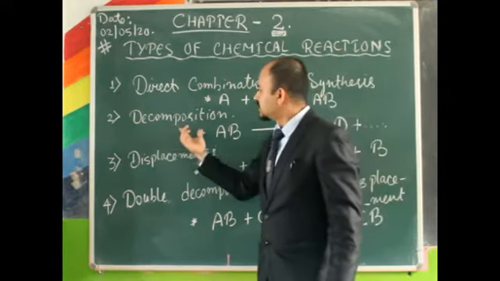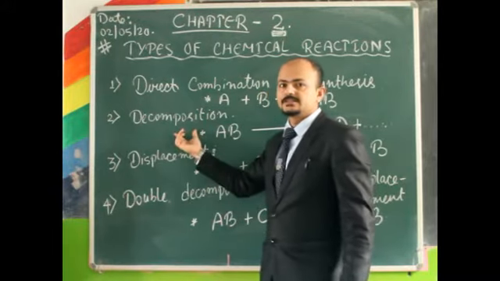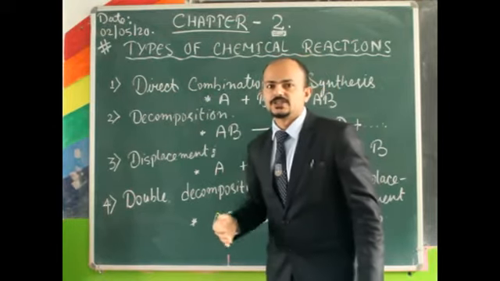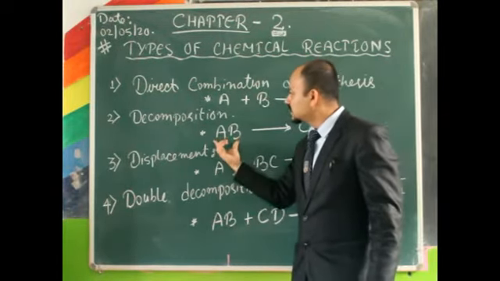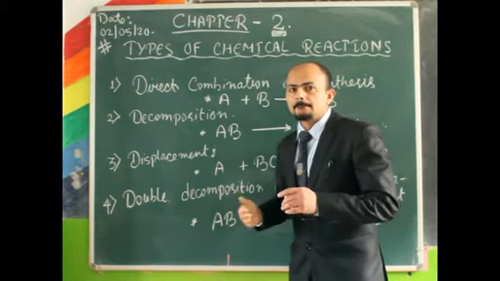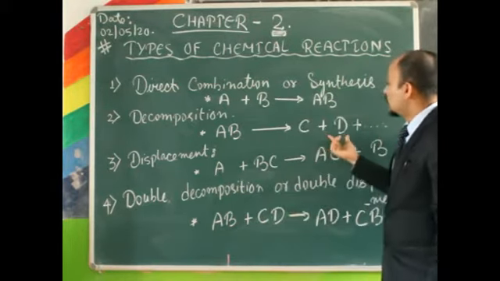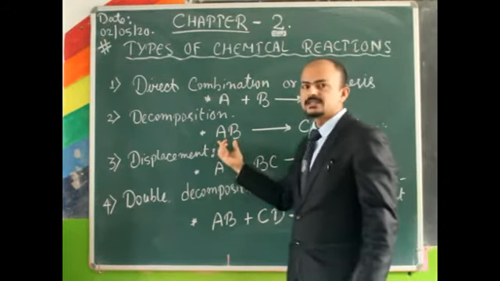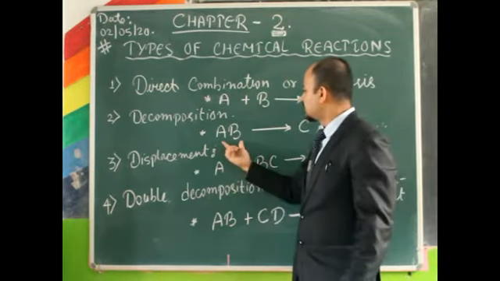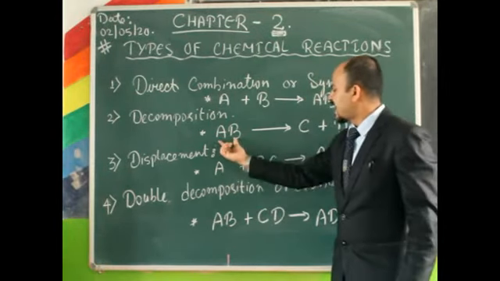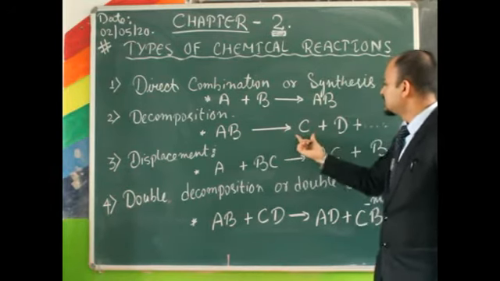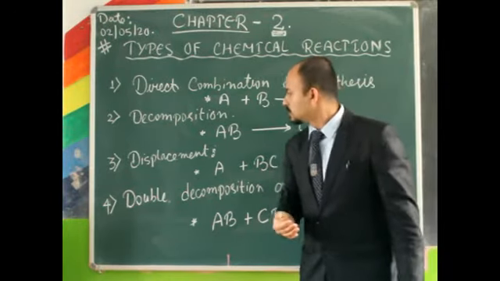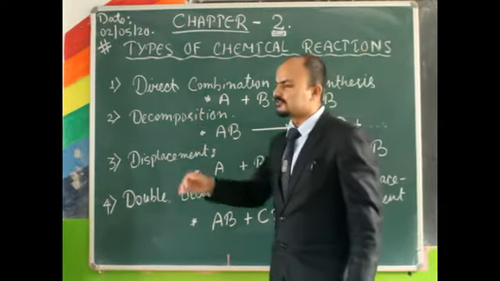The second type is decomposition. In decomposition, these reactions are just the opposite of direct combination. So here, one single compound will break up into 2 or more products. Like here, AB is one single compound. Now, after the reaction, this has given C and D, and it could give you more than 2 products also. So such types of reactions are decomposition reactions.